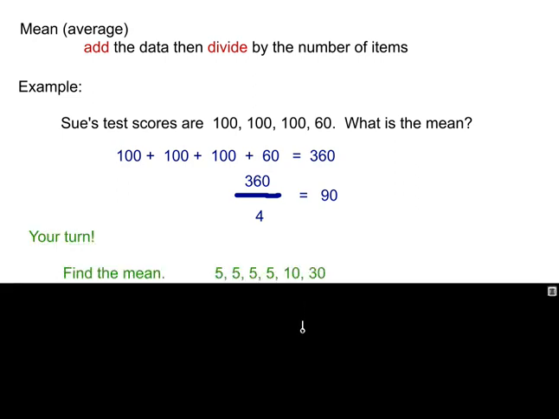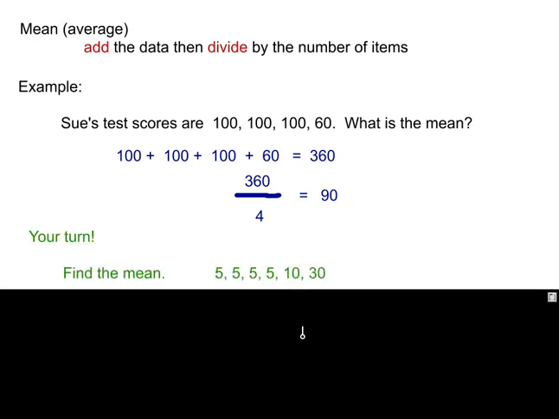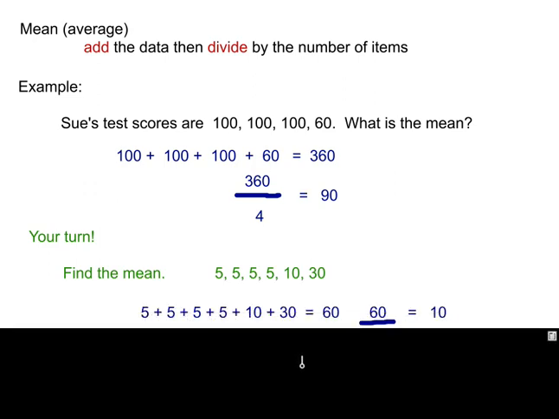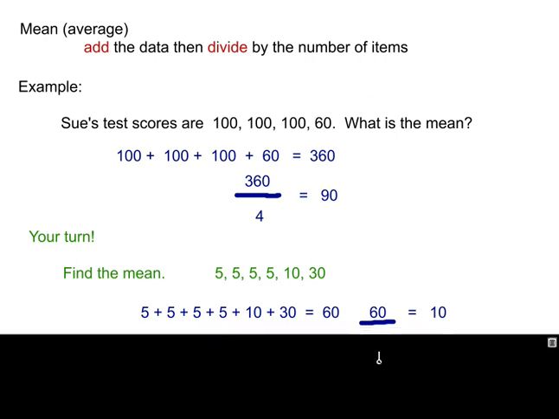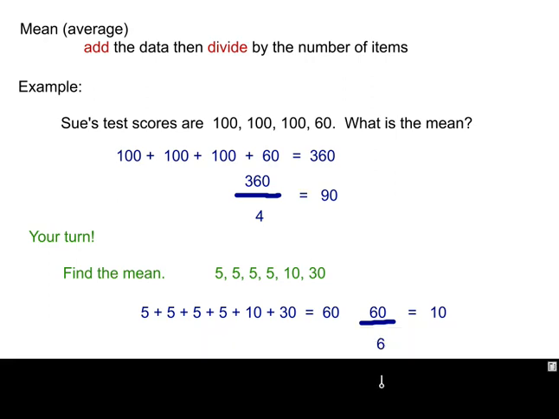Now it's your turn. See if you can find the mean of these 6 numbers. You can pause the recording while you calculate your answer. The mean you should have found is, if you add them up, they add up to 60. That's the sum of those 6 numbers. And 60 divided by 6 is 10. So the mean is 10.